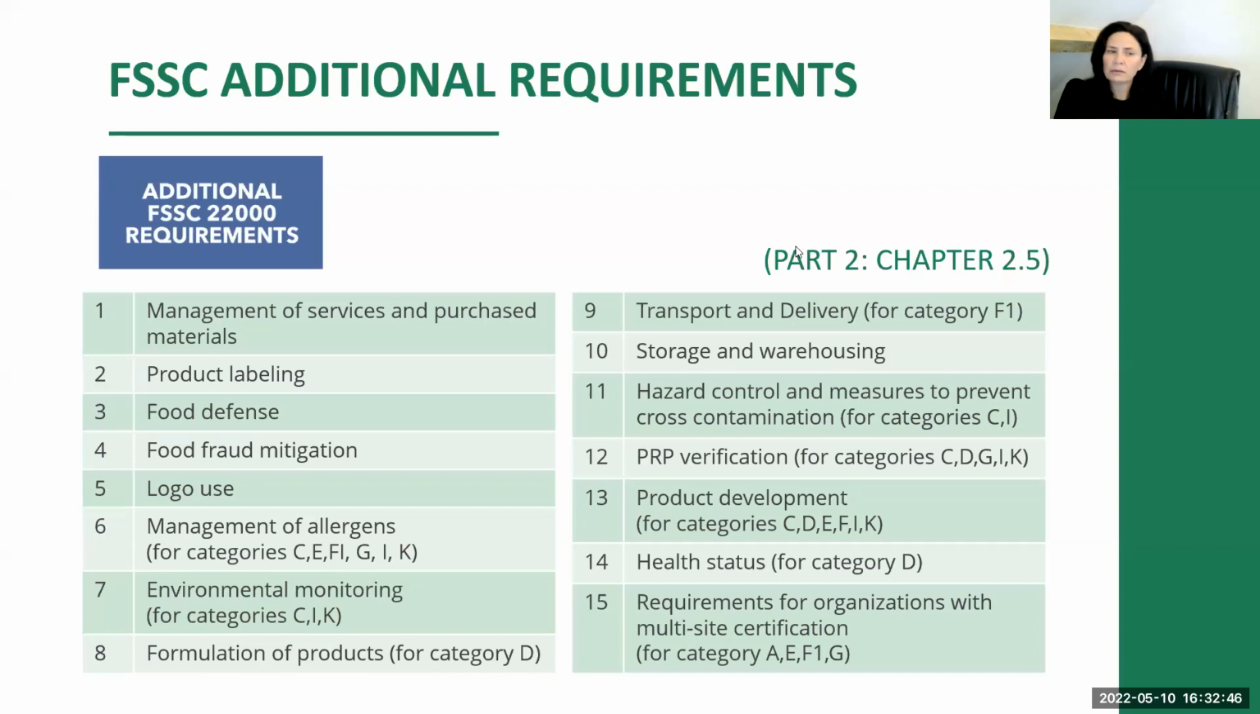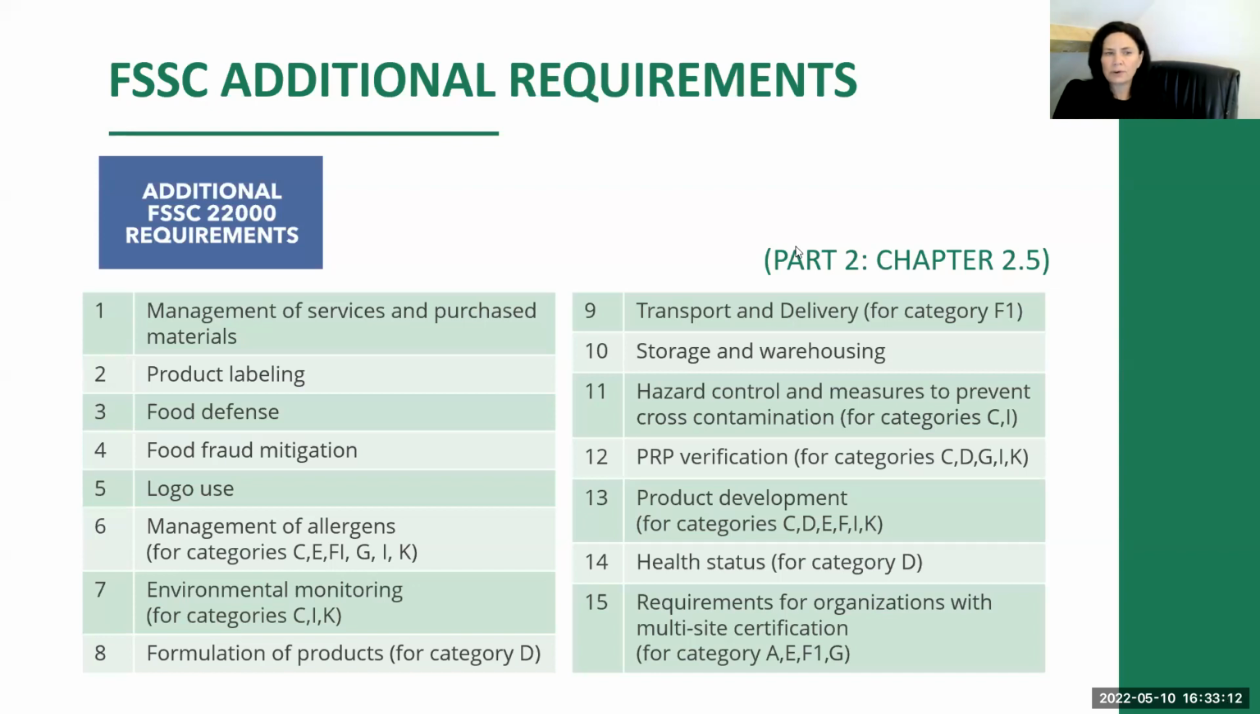So when we look at the scope, this emphasizes its importance, because the scope determines which of these categories apply to your organization and what you will be audited to, but also which PRP standard you will be audited to. Now you might ask, why do we need to have these FSSC additional requirements?